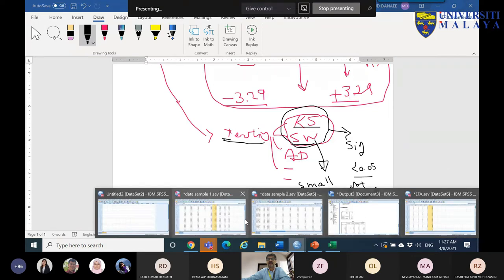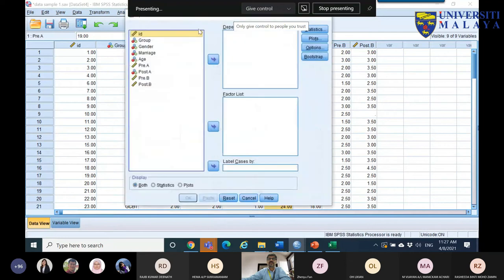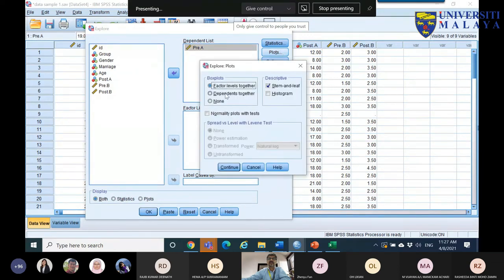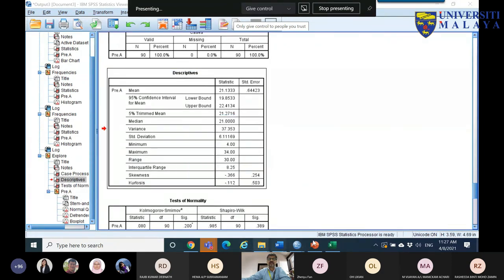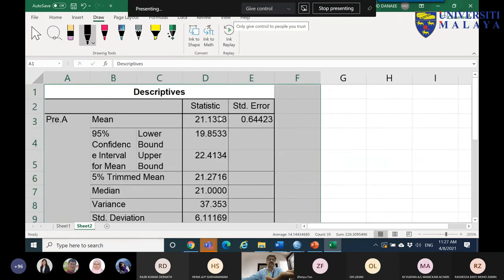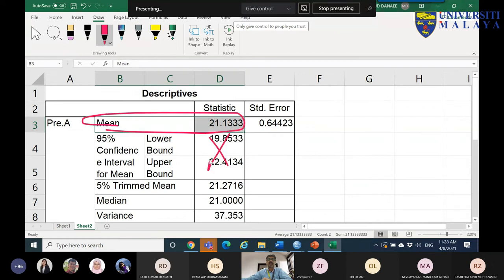So remember, if you want to do a normality test in SPSS, you can go to Explore. For example, for pre-A, under Plots, we have normality plots with tests. So we have the plot and we have the test. Let's click OK. Now, as you can see, we have this table. Let me copy this table into Excel. What is this? The mean. I will talk about this later. What is this 5% trimmed mean?